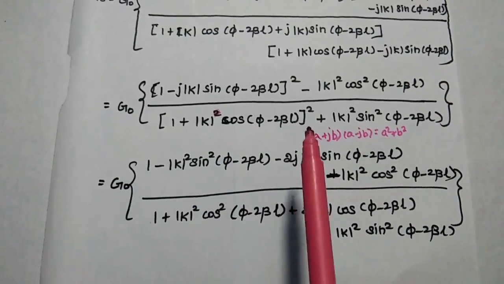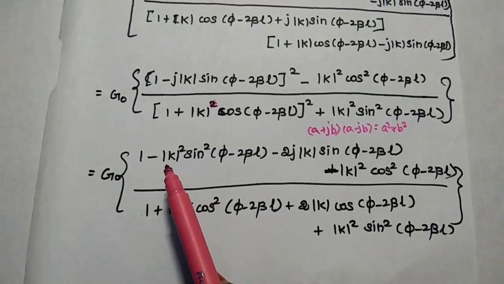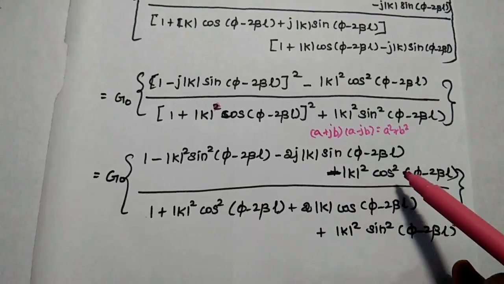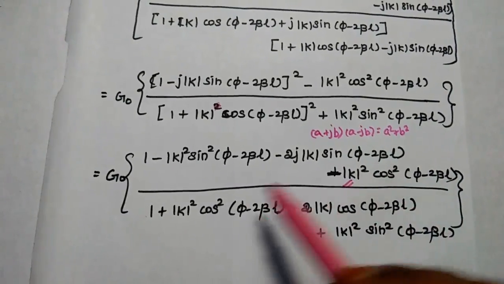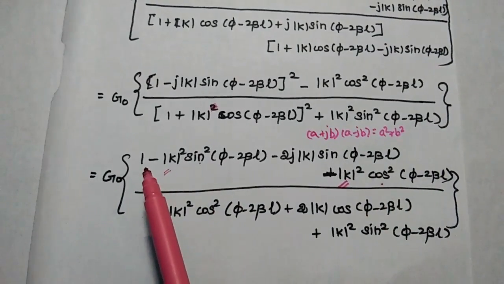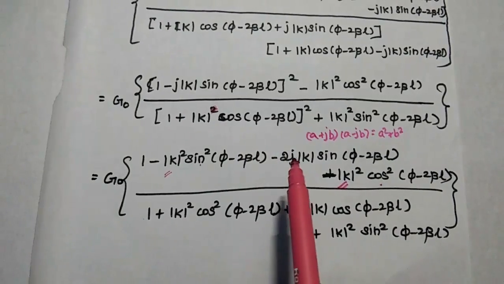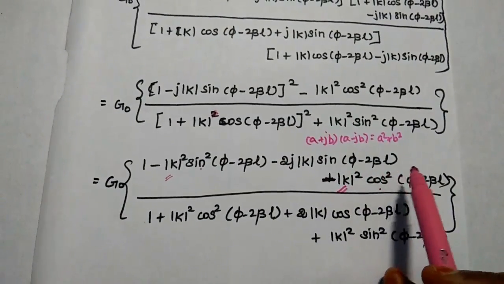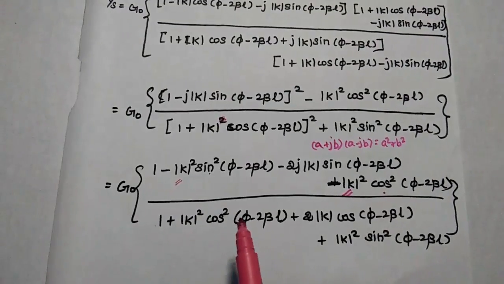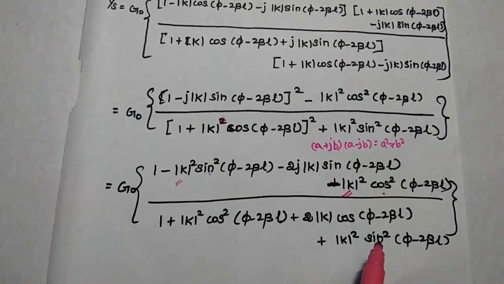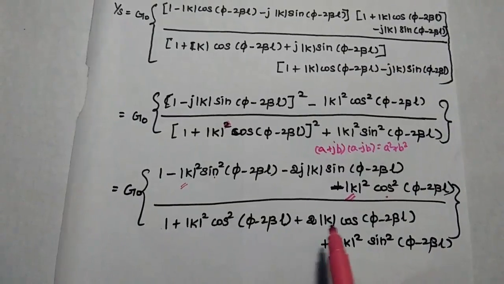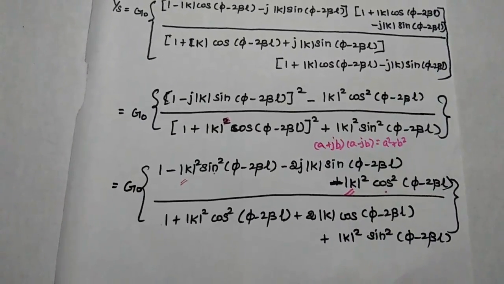In the same way we can expand this term also, okay? In this numerator we have the term minus k squared sin squared(φ minus 2βL). Here it is also minus k squared cos squared(φ minus 2βL). So we can take minus k squared as common. Then we get sin squared plus cos squared. So we can write this term as 1 minus k squared, and this term minus 2jk sin(φ minus 2βL). In the denominator, here it is plus k squared and here it is plus k squared. We can take it common. Then we get cos squared(φ minus 2βL) plus sin squared(φ minus 2βL). That value is 1, right? So 1 plus k squared plus 2k cos(φ minus 2βL). You all understand this one?